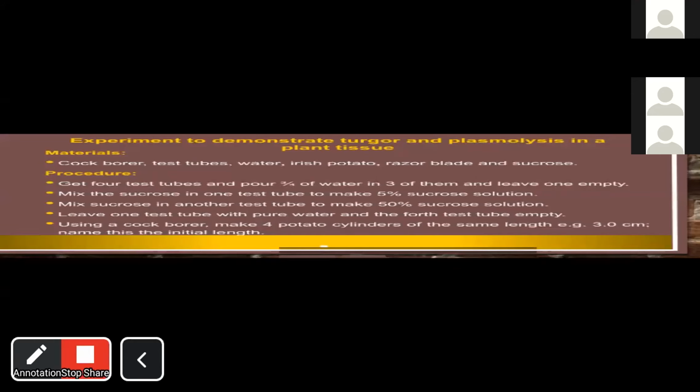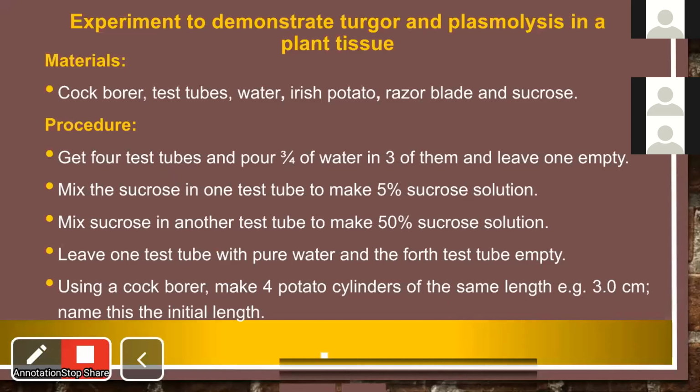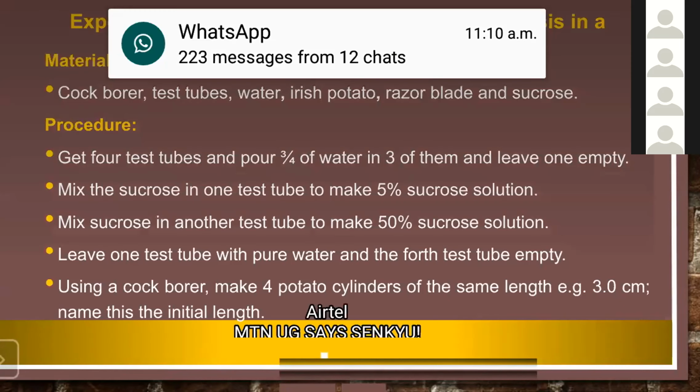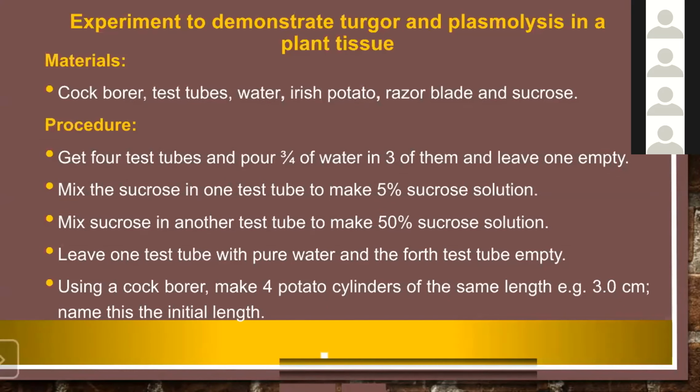So if you're looking at it in terms of movement of water molecules, it means the number of water molecules moving from the isotonic solution to the tissue is the same number of water molecules moving out of the tissue into the surrounding. So those are the three types of the solution. So maybe we can now bring in the demonstration here. An experiment to demonstrate turgor pressure, probably, and plasmolysis in a plant tissue.